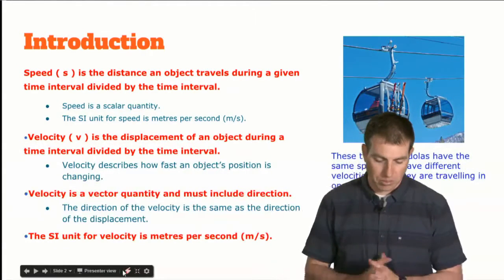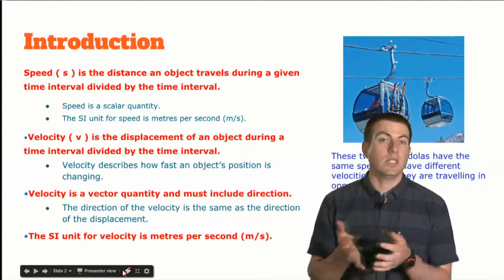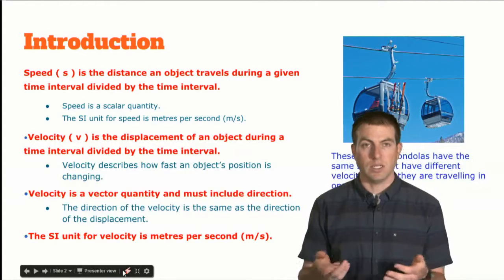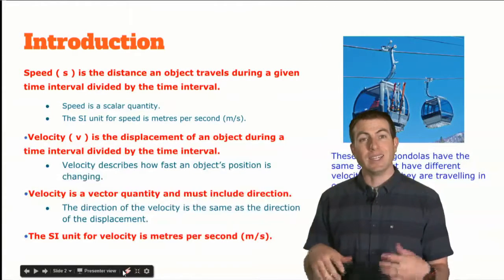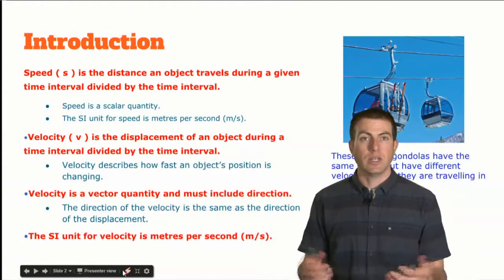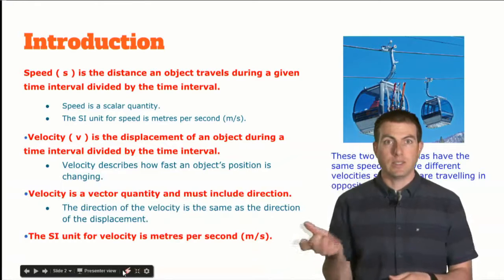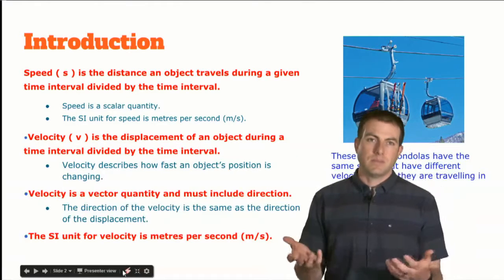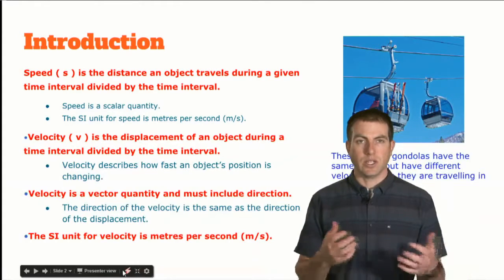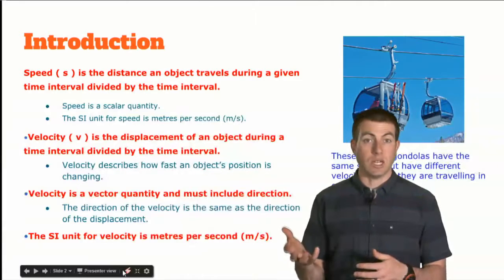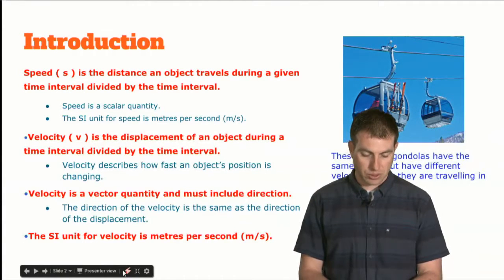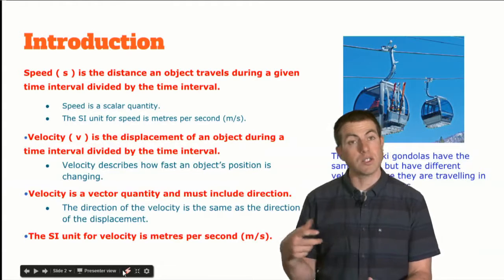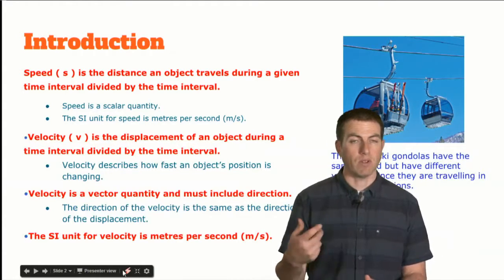So speed's really common. In physics, we introduce an idea called velocity, and we'll talk a lot about velocity. Velocity is speed with a direction. So distance, displacement, speed, and velocity are kind of related. Speed is just how fast you're going, and velocity is how fast you're going with a direction associated with it. So we call speed a scalar and velocity a vector.